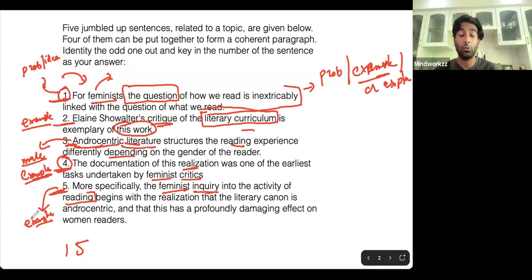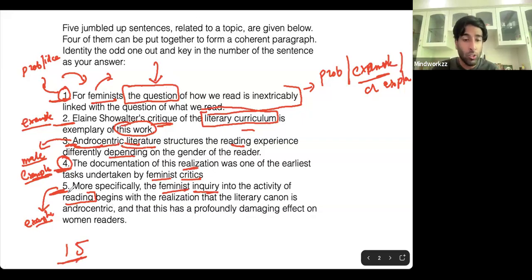Now this is where students often get confused, not being able to identify the idea correctly and the example or the explanation correctly. To understand this better, you need to start reading more. Anyway, coming back to that. We know that 1 and 5 are linked. Why are they linked? Again, the question of how we read is inextricably linked with the question of what we read.